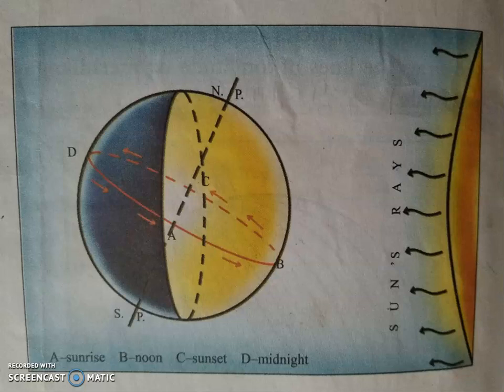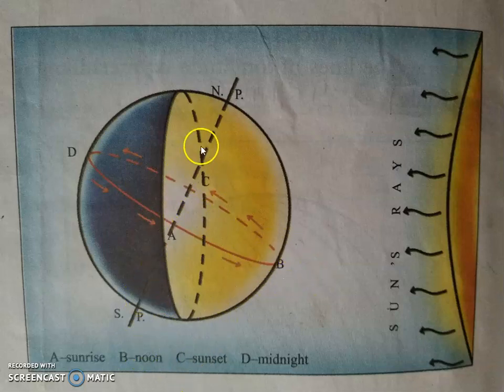And the earth is always rotating from the west to east, that is an anti-clockwise direction, and places on the east have sunrise earlier than those on the west, right? As you can see in this picture, right? This is the sun rays, and now there are certain points which are marked, right? That is A, it means sunrise part, that is the exact area where the sun rays are coming directly. And B, it means noon area, right? So here it is the morning time, here it is noon time.